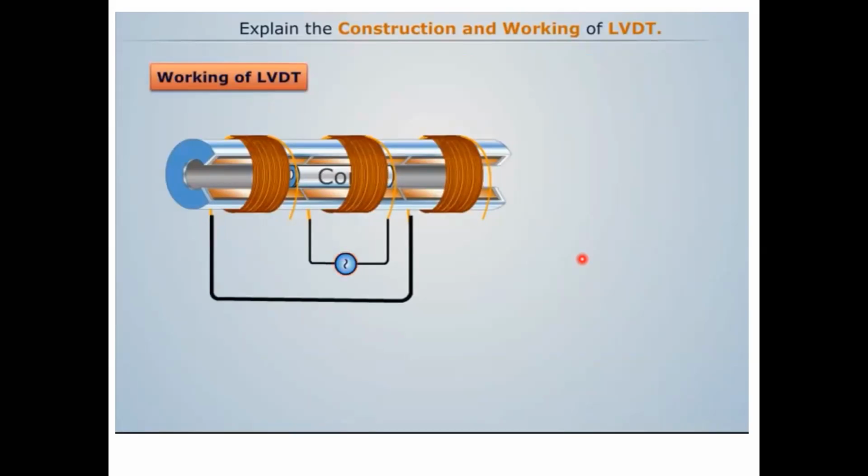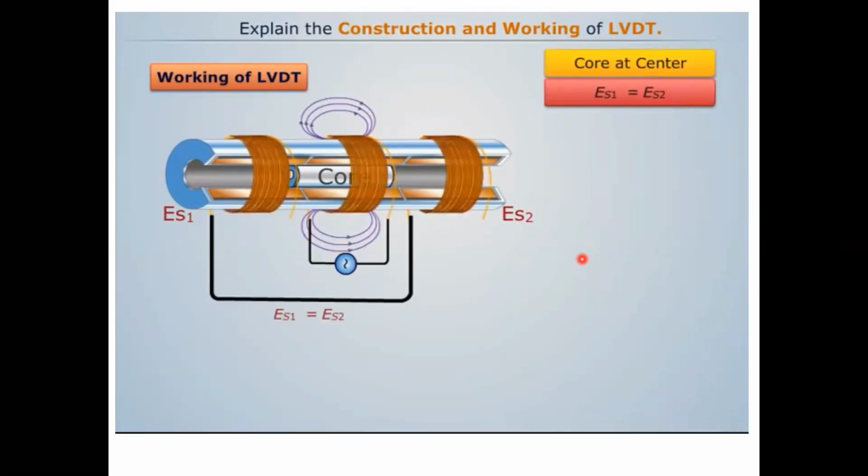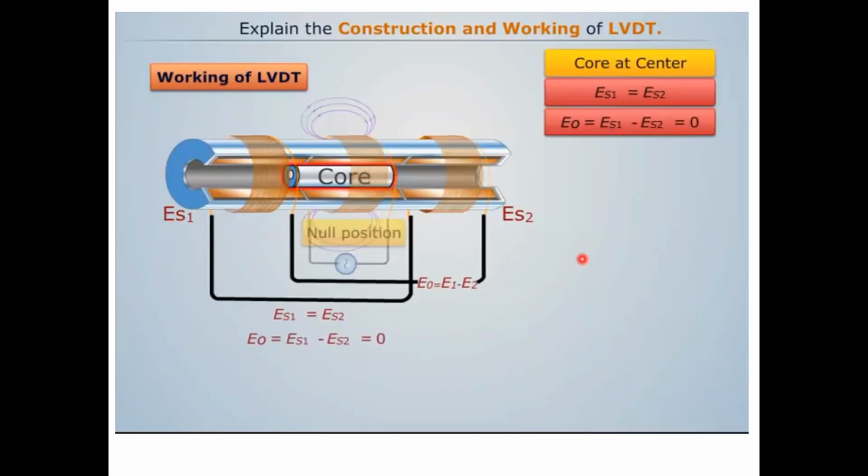We see that when an AC source is activated, alternating current starts flowing through the primary coil, due to which a varying magnetic field is produced. Now, when this varying magnetic field interacts with the secondary coils, an EMF is induced in the two secondary coils. Initially the core is placed in such a position that equal EMF gets induced in both the coils, due to which the net EMF of the two secondary coils becomes zero. This position of the core is known as the null position.